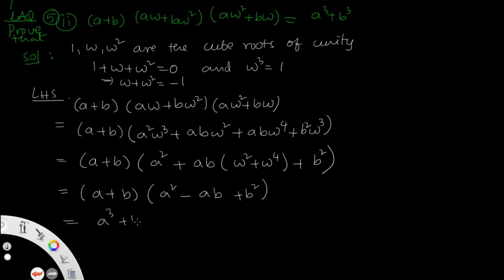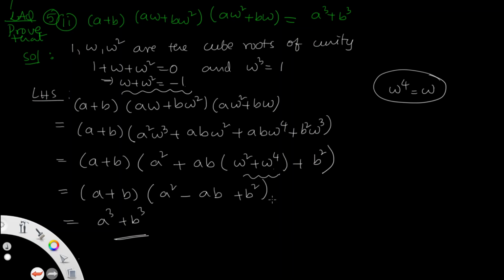This is the basic formula: (a + b)(a² - ab + b²). Here ω⁴ is nothing but ω, so ω + ω² is nothing but minus 1. Then here we write ab into minus 1, that is minus ab. ω³ is nothing but 1. So therefore a³ + b³.